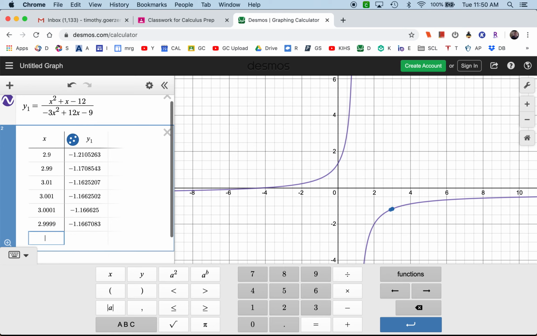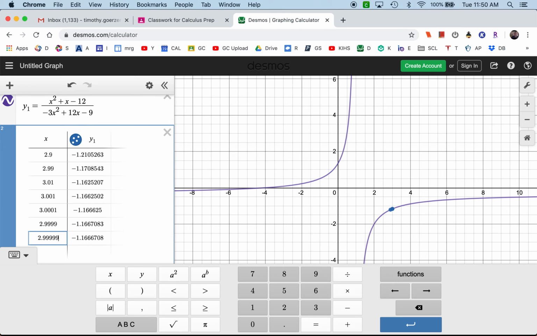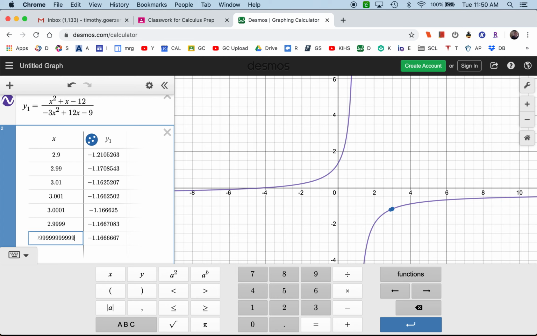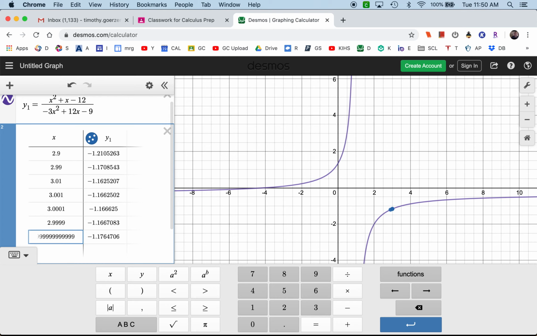And what is it approaching? 2.999. Just keep going and then think, what is it approaching, getting closer to? Is it going to be negative 1.17 or negative 1.16? And so as it's getting closer to 3, I think a good estimate here would be negative 1.17 from both sides.